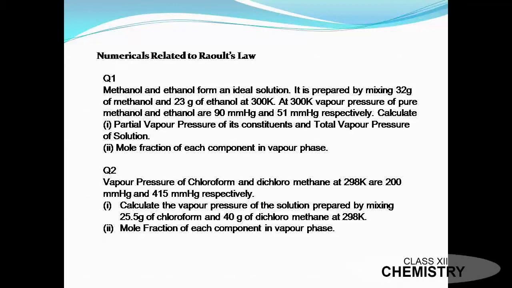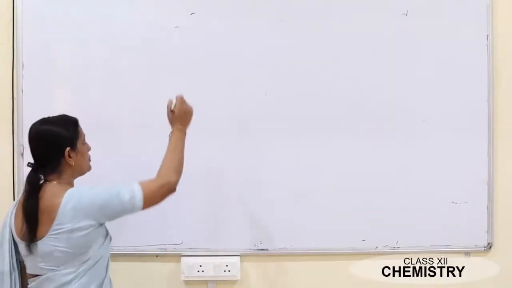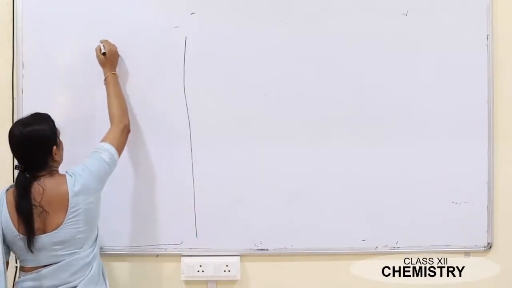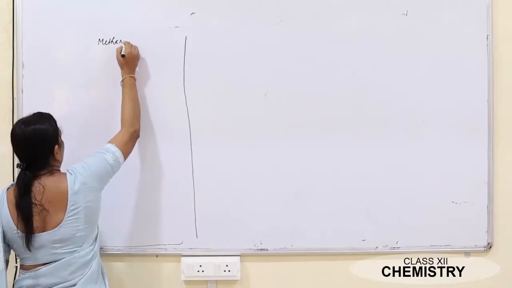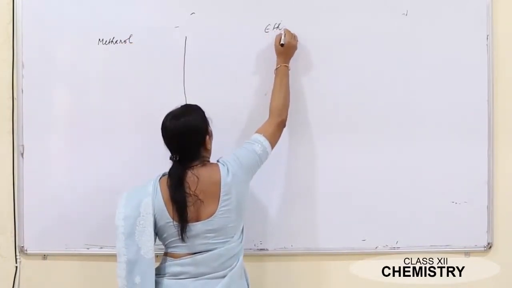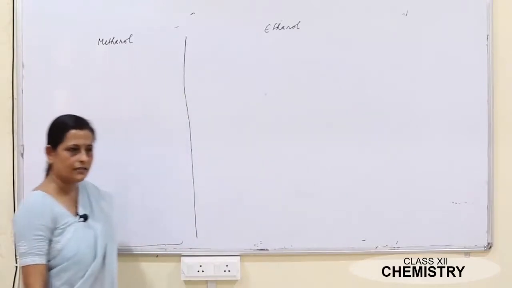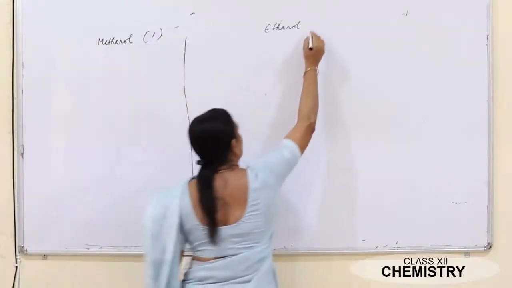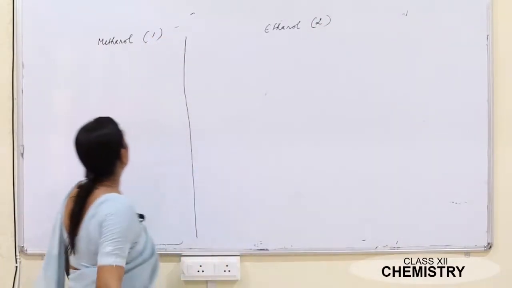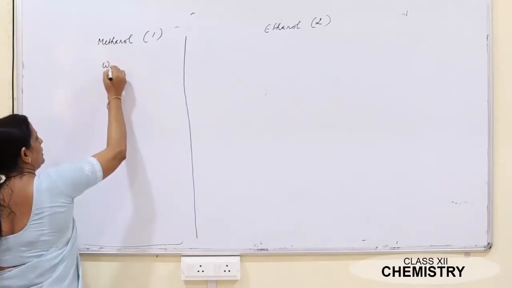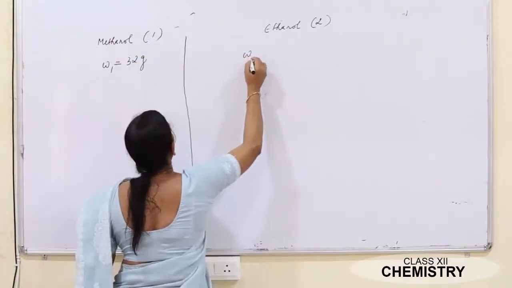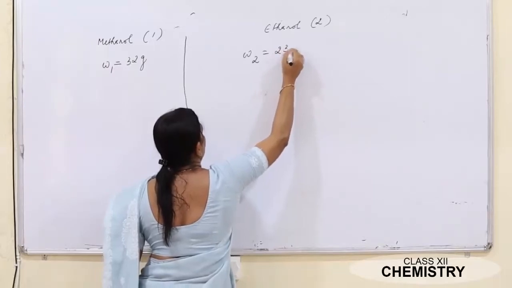So they have given two components, methanol and ethanol, and it is prepared by mixing 32. So I am just going to divide it into two portions. In one portion I am going to write methanol, and in another portion I am going to write ethanol. Then whatever quantities are given to you in the question, we will write them. So let us take methanol as component 1 and ethanol as component 2. So methanol's mass is given. So W1 I am just going to write as 32 gram. Ethanol's mass is also given. W2 is equal to 23 gram.